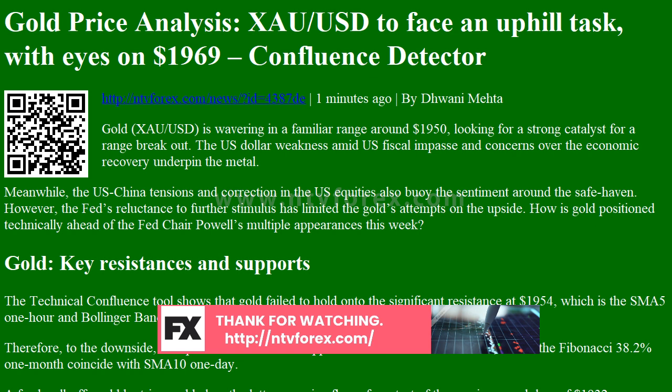Alternatively, recapturing of the critical barrier at $1,954 could call for a test of the next upside barrier at $1,958. The confluence of the SMA 200 4-hour and Fibonacci 38.2% 1 week. Further north, Friday's high at $1,961 could be tested, exposing the powerful $1,969 hurdle, the pivot point 1 day R2.